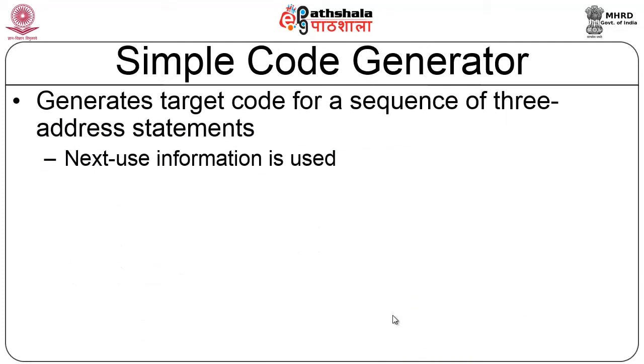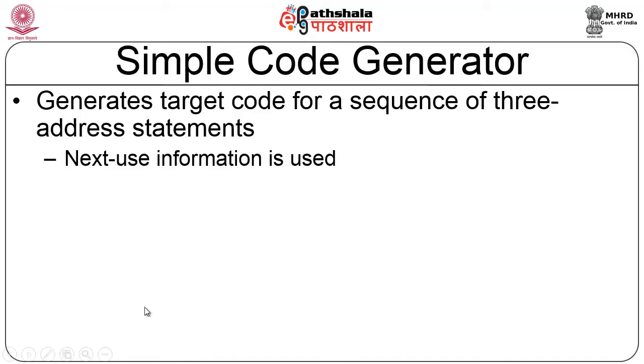Okay, simple code generator. It generates target code for a sequence of 3 address statements. So far we have represented our intermediate representation as 3 address code in terms of quadruples and triples, and later we have also organized these quadruples and triples in terms of basic blocks and control flow graph. Now this is the input which is fed to the simple code generator.